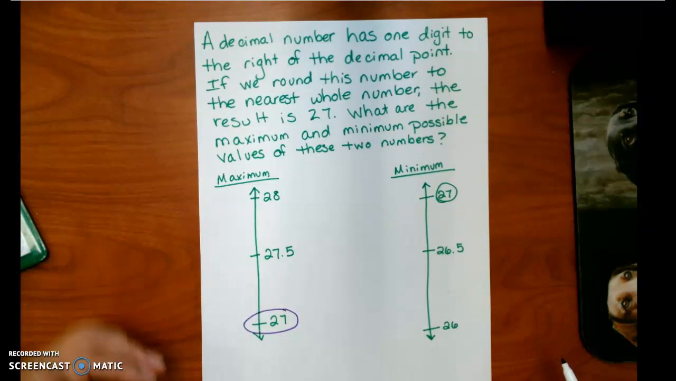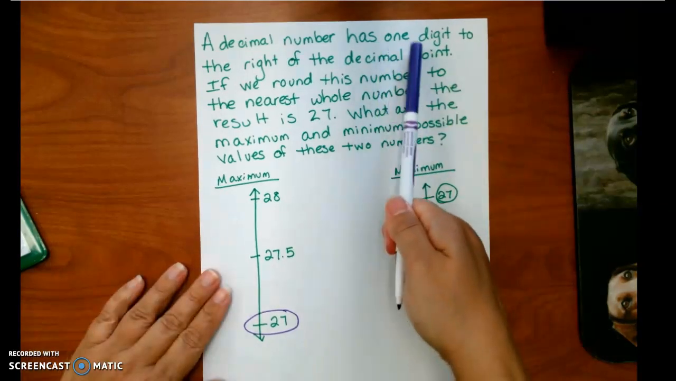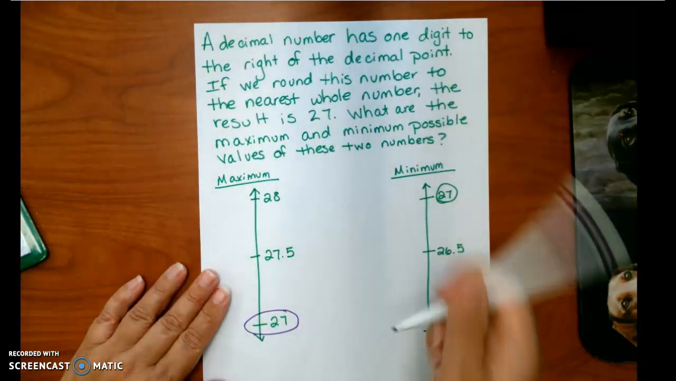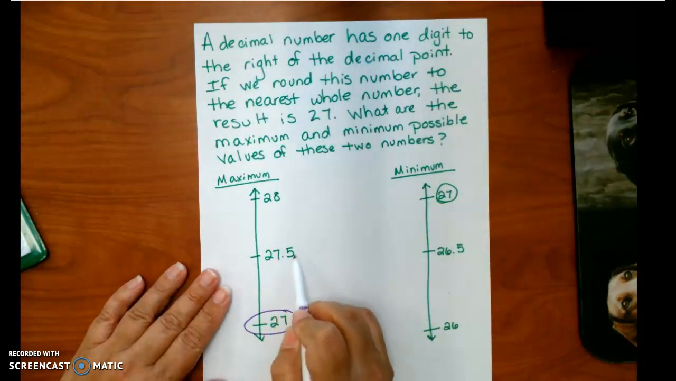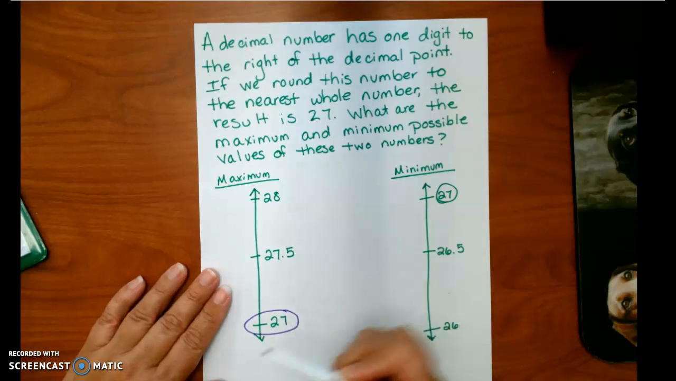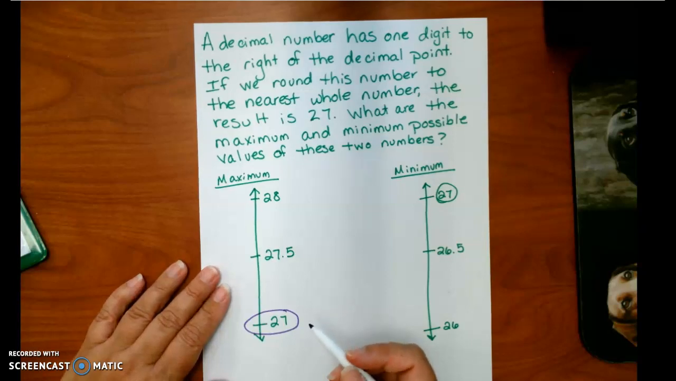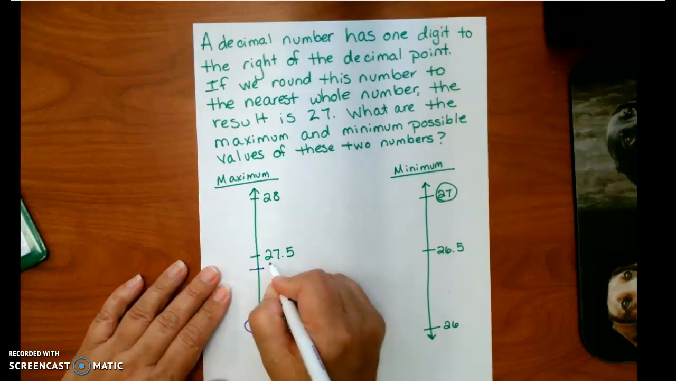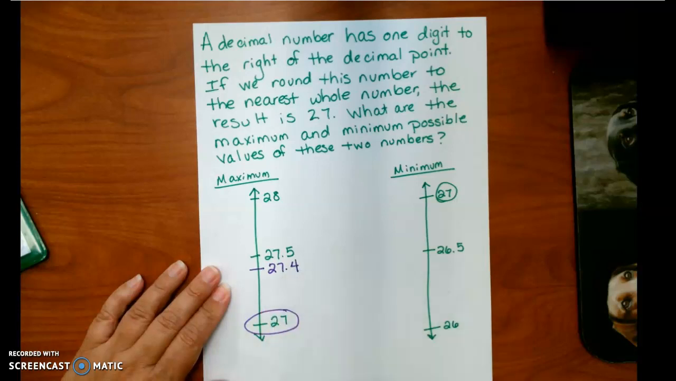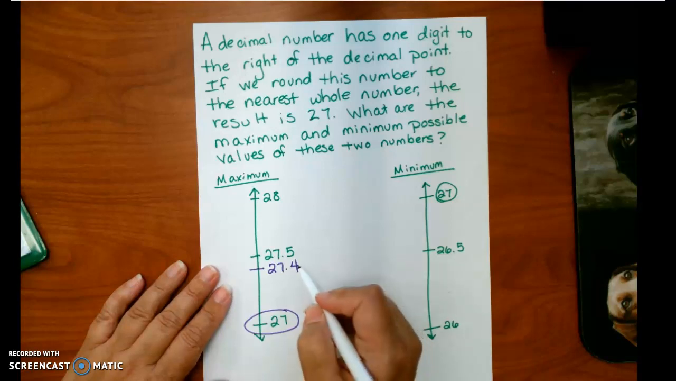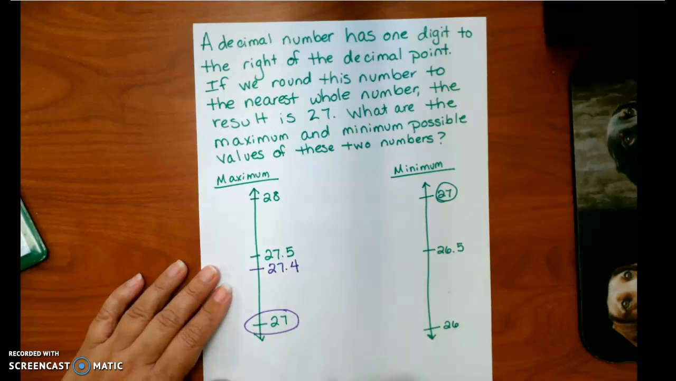I'm going to look at the tenths place because I'm rounding to the nearest whole number, and it says it has one digit to the right of the decimal point. So that's why I have 27 and 5 tenths here. What number is closest to 27 and 5 tenths? That would be 27 and 4 tenths. That's 1/10 less, and we know that that would round down to 27.